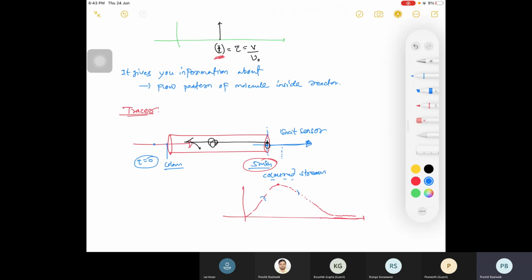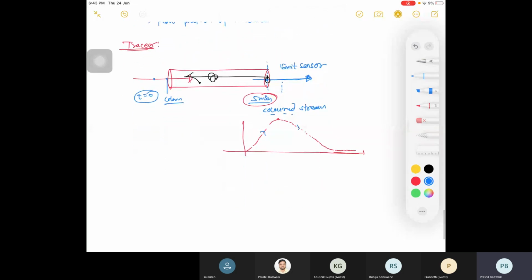So color could be your tracer. Any substance which you can put in and easily detect will be your tracer. So I'll write the properties of your tracer. What should those properties be? And I have told you, at time t equal to 0 you put that into your stream and you detect its concentration at the exit.